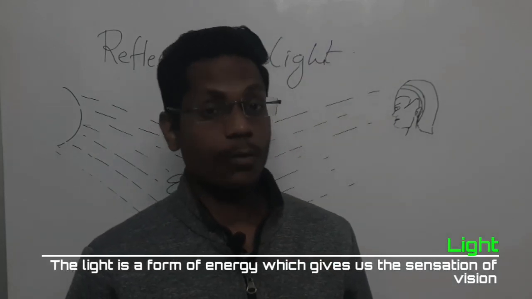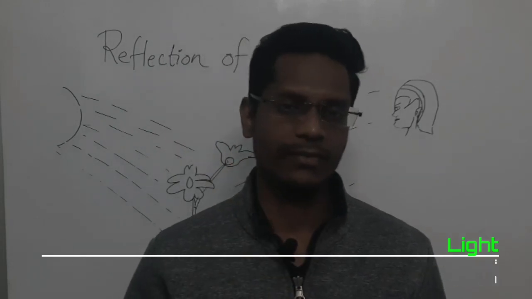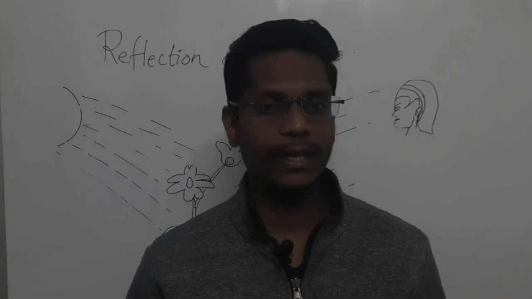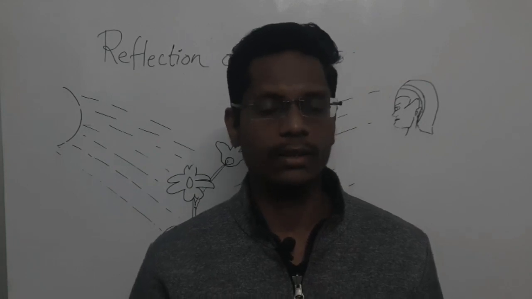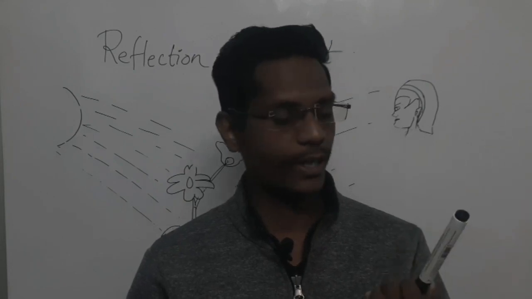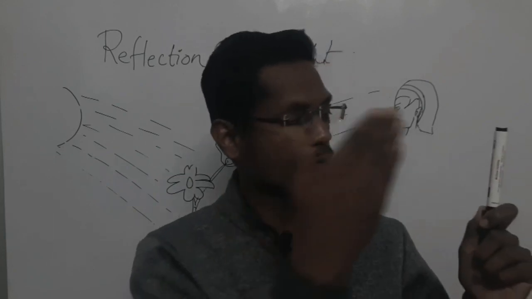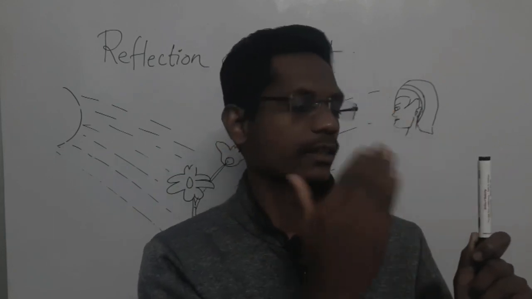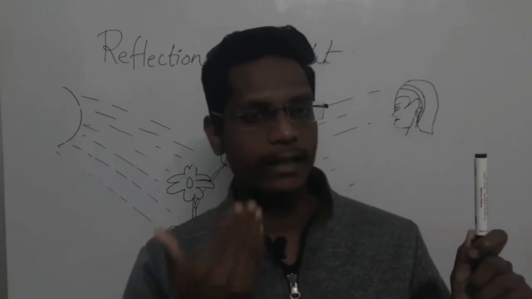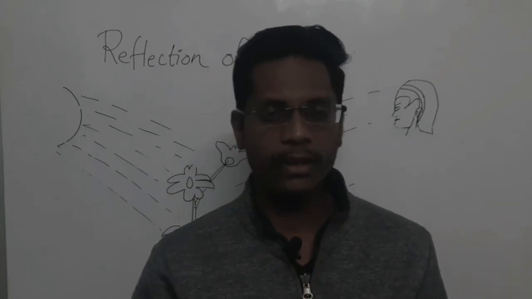Light is a form of energy which gives us the sensation of vision, which means whatever things around us, how can we see them? We can see them just because of the light. When the light rays fall on the object, that object reflects the light to our eyes, then only we are able to see the object.